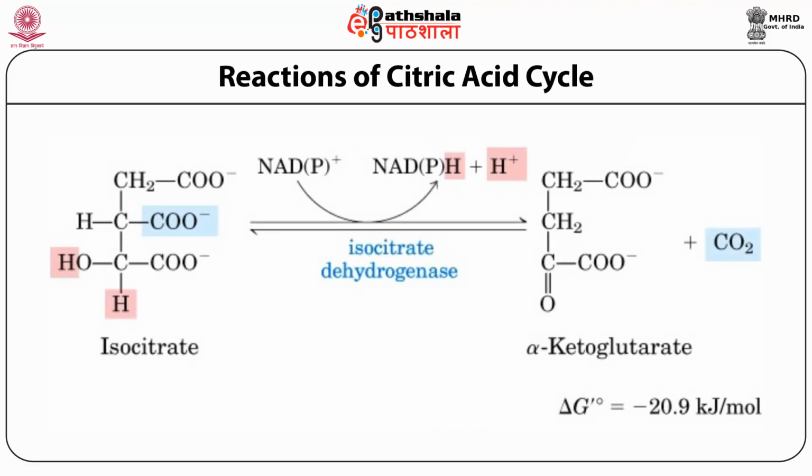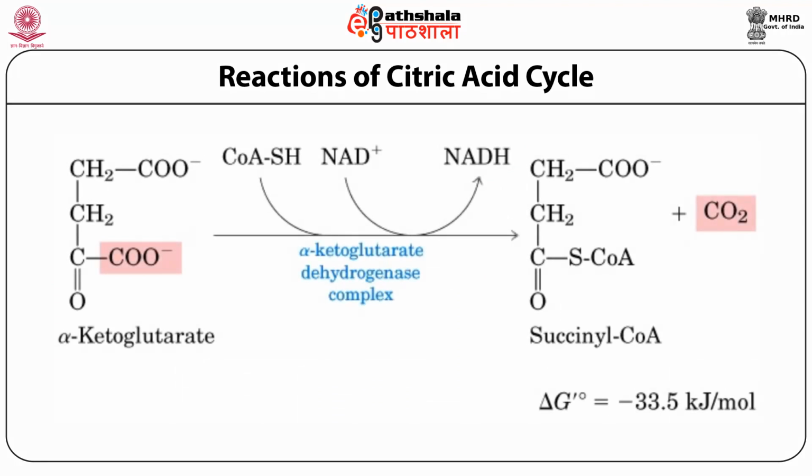The real work begins in the third step of the TCA cycle. Isocitrate dehydrogenase removes one of the carbon atoms from isocitrate, forming carbon dioxide, and transfers electrons to NADH. There are two isomers of the isocitrate dehydrogenase enzyme. One uses NAD plus and the other uses NADP plus as electron acceptor.